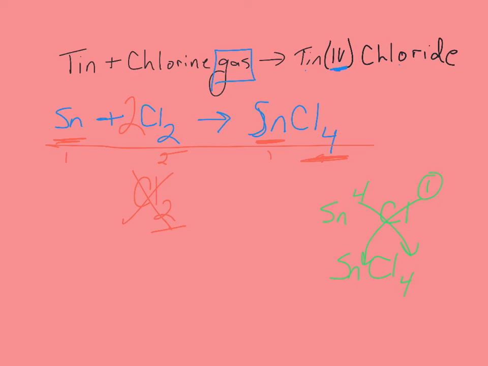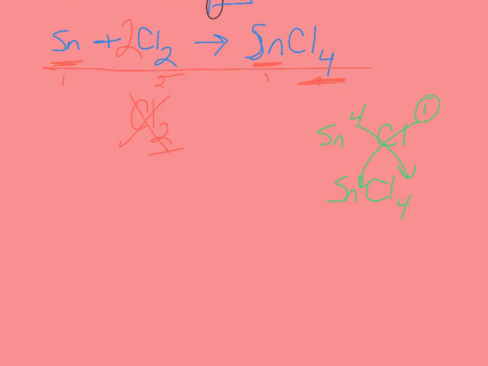Now let us just rewrite that so it looks neat. Sn plus 2 chlorine gas produces 1 tin 4 chloride. There's our balanced chemical reaction.